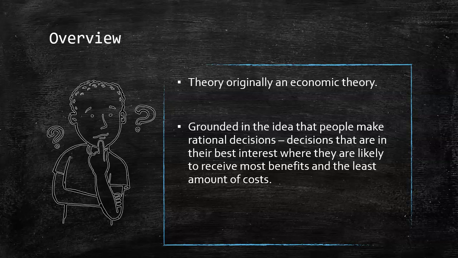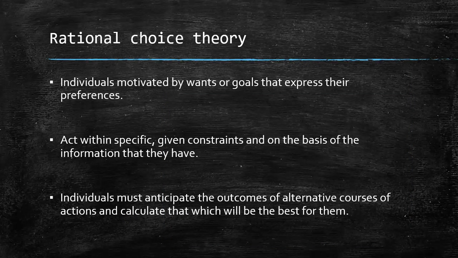This theory is actually an economic theory, and it's really grounded in this notion that people make rational decisions. When we are tasked with making a decision, we weigh the pros and the cons of the situation, and ultimately what people are doing is making decisions that are in their best interest, where they're most likely to receive the most positive outcome with the least amount of cost. So, again, very accounting, very economic in its outlook in many ways.